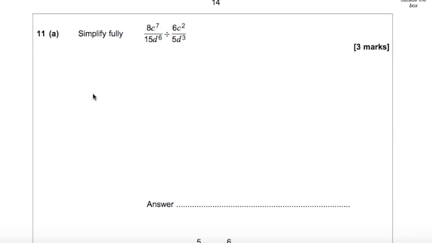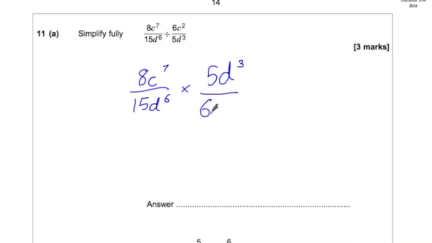Right, 14, simplify fully this. So the first thing I'm going to do, because it's a divide, I'm going to flip the second fraction and make it a multiply. And then we can think about if anything's going to cancel out. Because this is c to the 7 and this is c squared, the 7 will cancel down to a 5 and these c squareds will disappear.